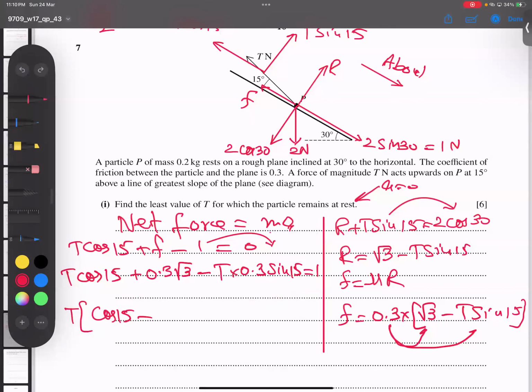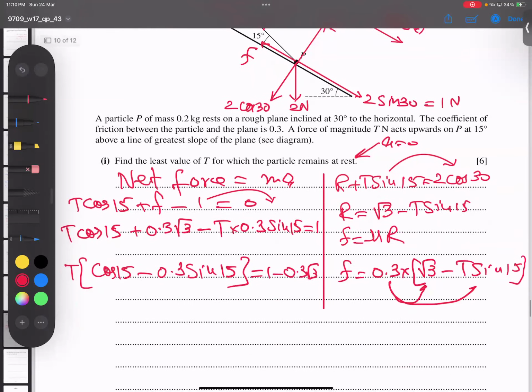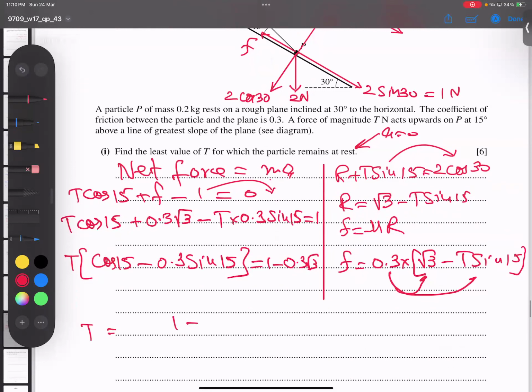So this negative sign, make sure of the sign. I think that is clear. Now this value I will bring to the other side: 1 minus 0.3 into root 3. Now I will write just one step and I think you can understand how it is going to finish. So this is cos 15 minus 0.3 sine 15.